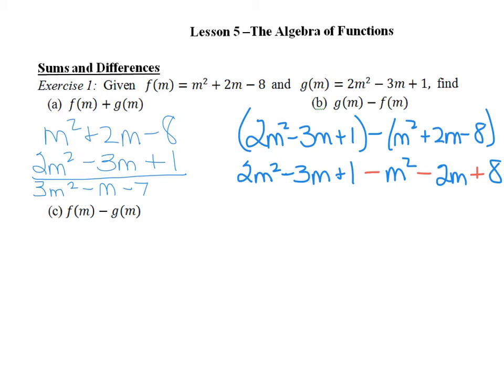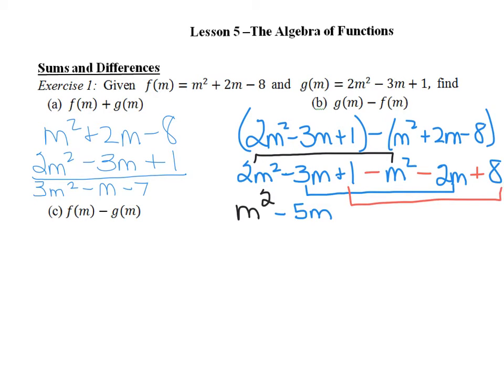Now combining like terms, we're going to say that 2m squared minus m squared is giving us an m squared. Negative 3m minus 2m is a negative 5m. And the last pair of like terms, positive 1 plus 8 gives me positive 9. So my final solution would be m squared minus 5m plus 9.